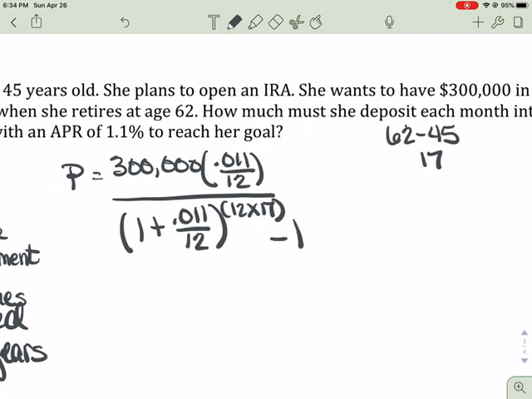Okay, so let's do some math here. So let's do our numerator. Okay, so 275. Okay, do our denominator.